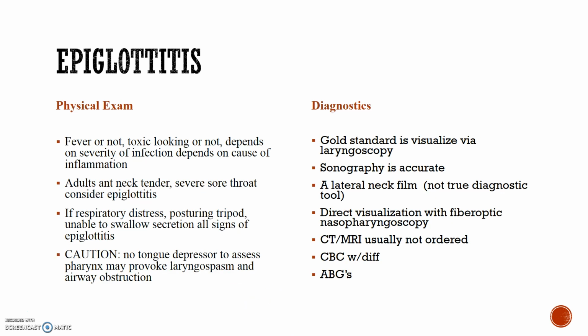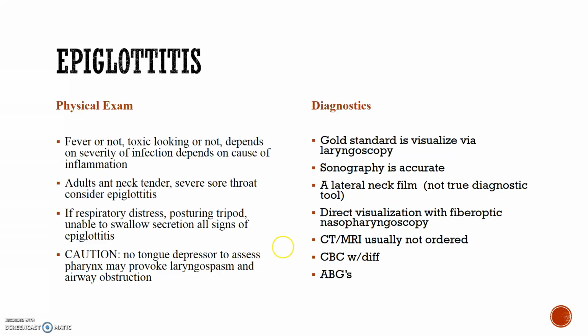Physical exam findings. I put this because it's interesting. They might have a fever or may not. They might appear very toxic looking or not. It just really depends on the severity of infection or the cause of the inflammation. In adults, the anterior neck is tender, with a severe sore throat. If you get those two, you consider epiglottitis in your differentials. If respiratory distress and they have that tripod posturing, sitting upright, leaning forward, unable to swallow their secretions, those are all signs of epiglottitis.